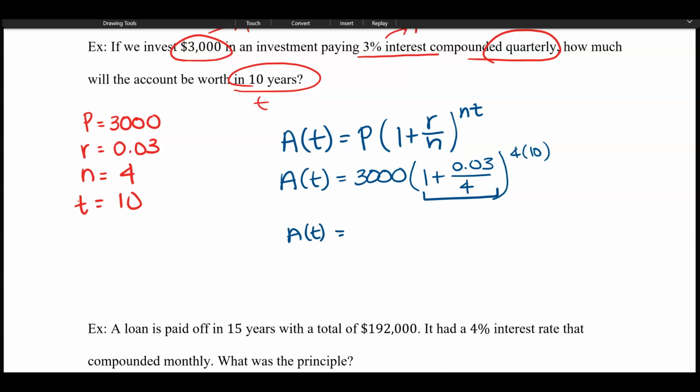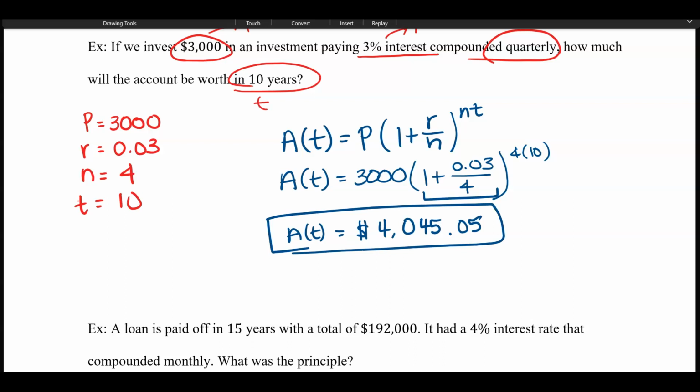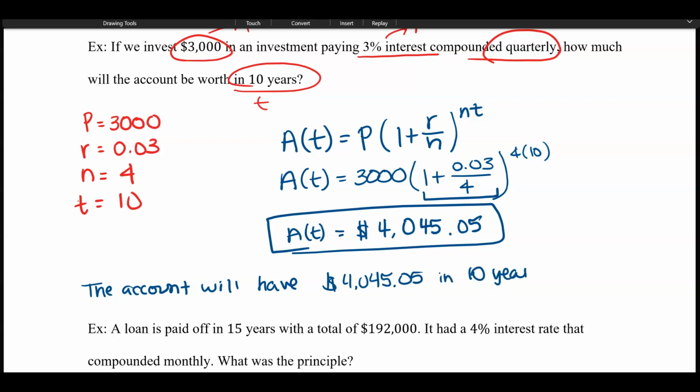But when we plug this all into our calculator, we will see that our value is going to be in dollars, so it's going to be 4,045 and 05 cents. Okay, so we can write this out in a sentence saying that the account will have $4,045.05 in 10 years. Okay.